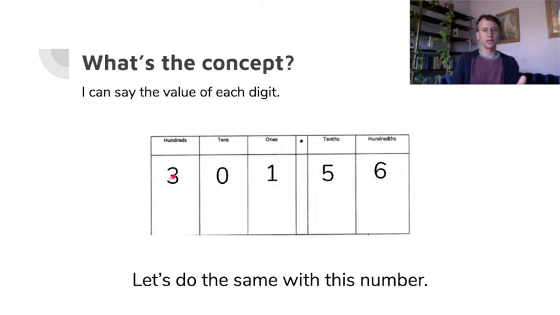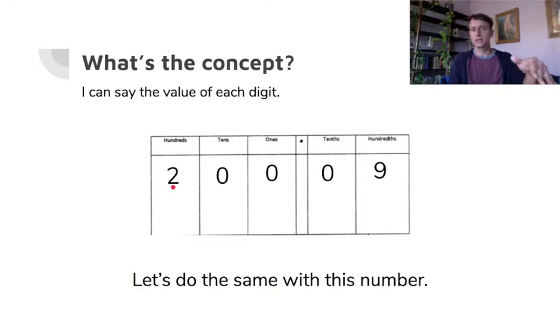What's the value of the 3? 300. What's the value of the 1? 1. What's the value of the 5? 5 tenths. What's the value of the digit 6? 6 hundredths. Great.